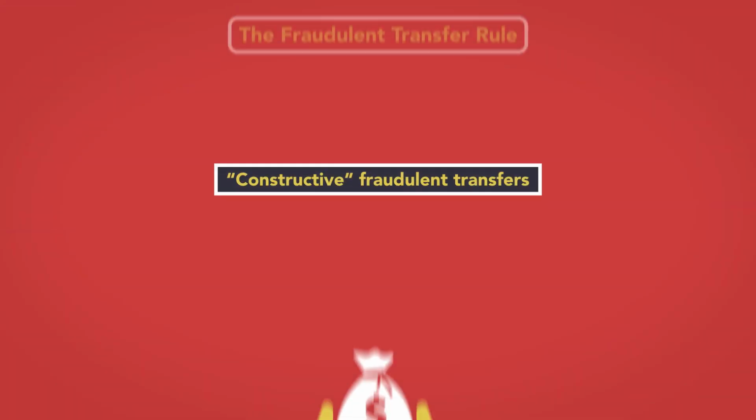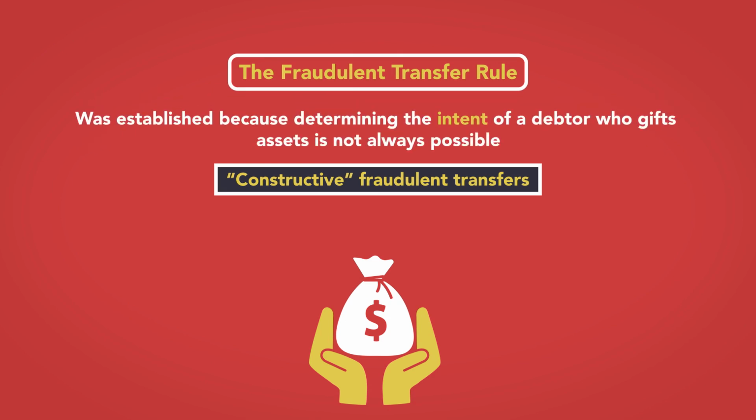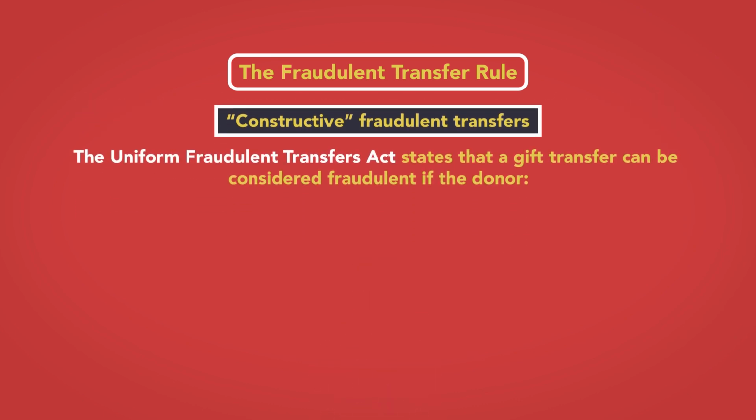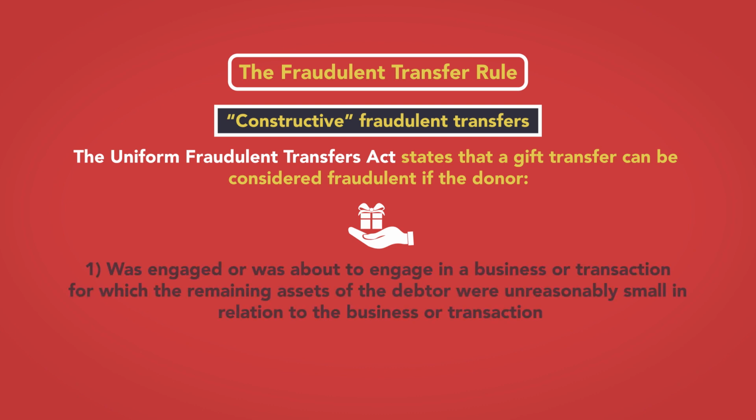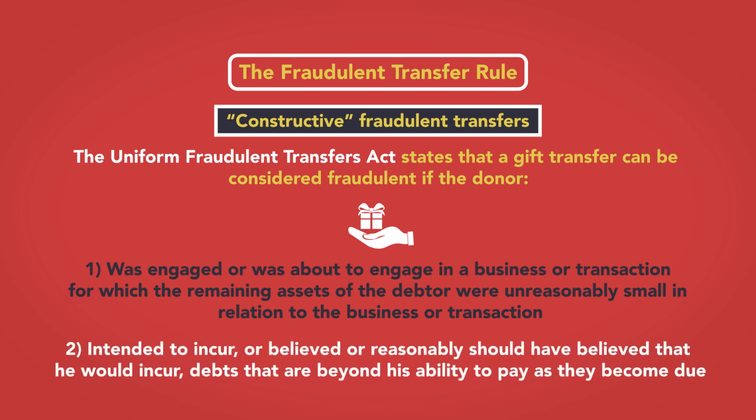The constructive fraudulent transfer rule was established because determining the intent of a debtor who gifts assets away is not always possible. The Uniform Fraudulent Transfer Act states that a gift transfer can be considered fraudulent if the donor, 1. was engaged or about to engage in a business or transaction for which the remaining assets of the debtor were unreasonably small in relation to the business or transaction, or 2. intended to incur or believed or reasonably should have believed that he would incur debts that are beyond his ability to pay as they become due.